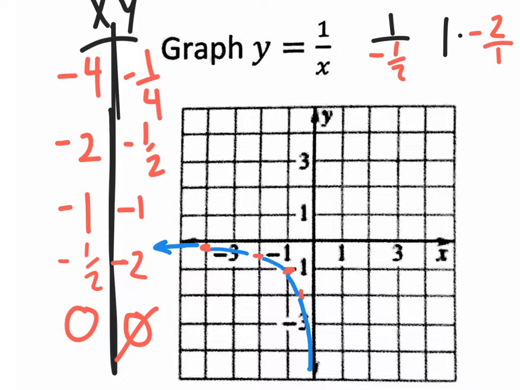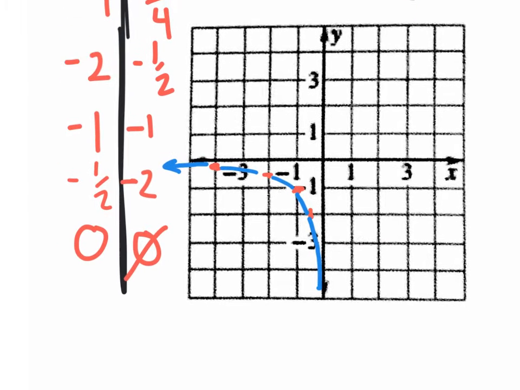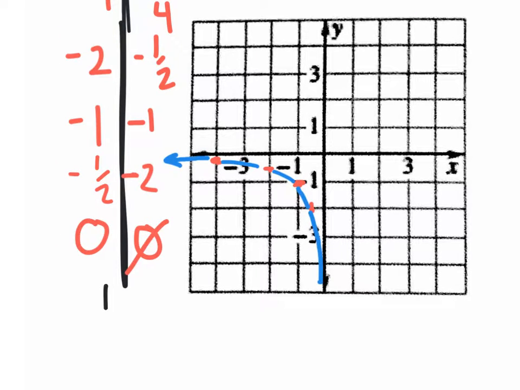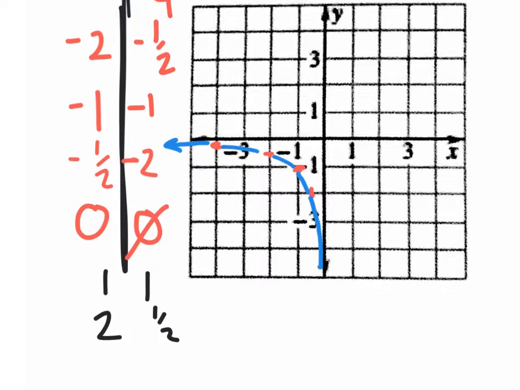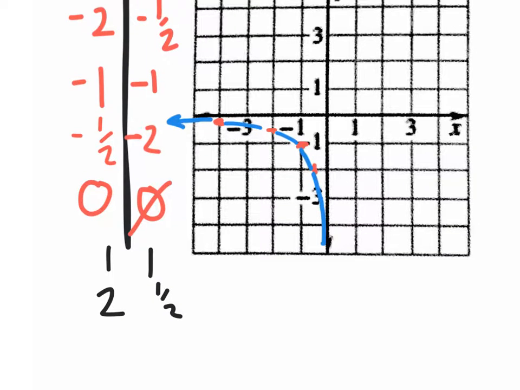Now, what if I were to plug in a +1? What would I get? Well, 1 over 1 is 1. What if I plugged in a +2? What do I get? 1 over 2 is 1/2. What if I plugged in a +4? It would be 1/4. So we could clearly see what's happening in the other direction as well.